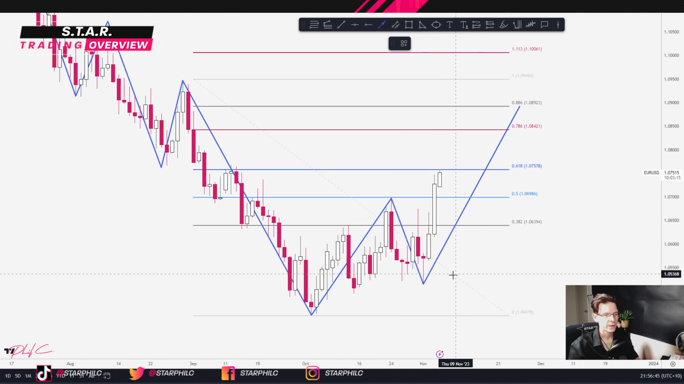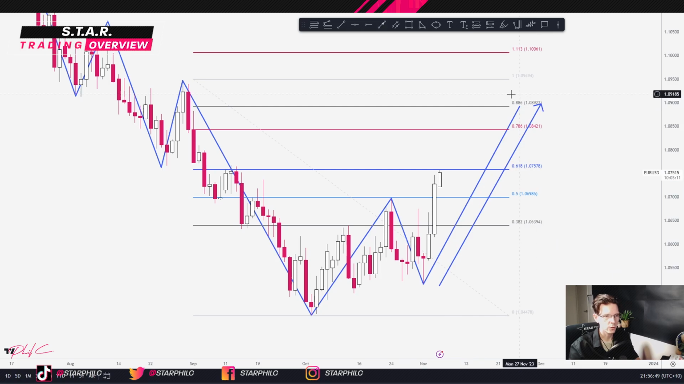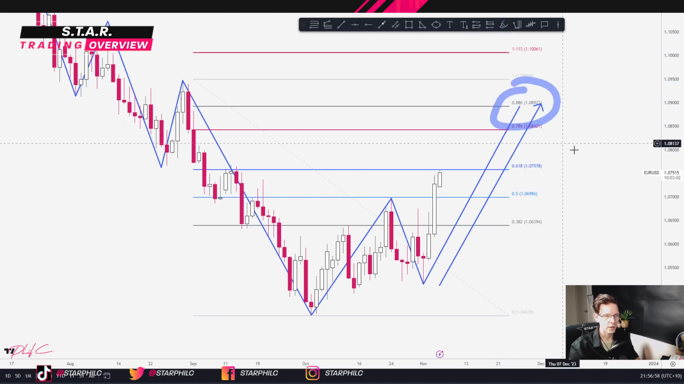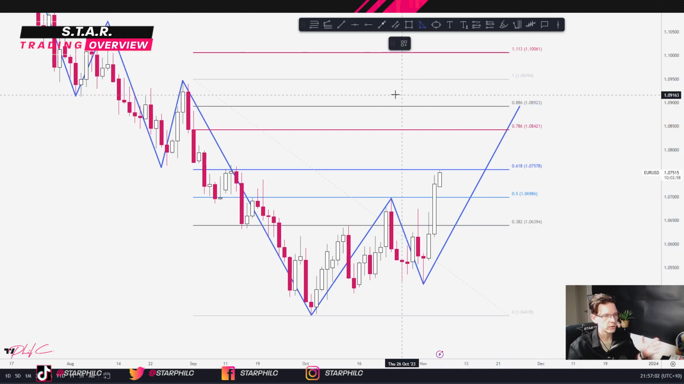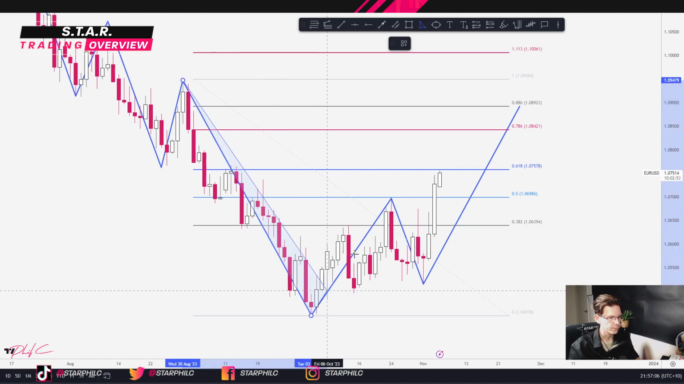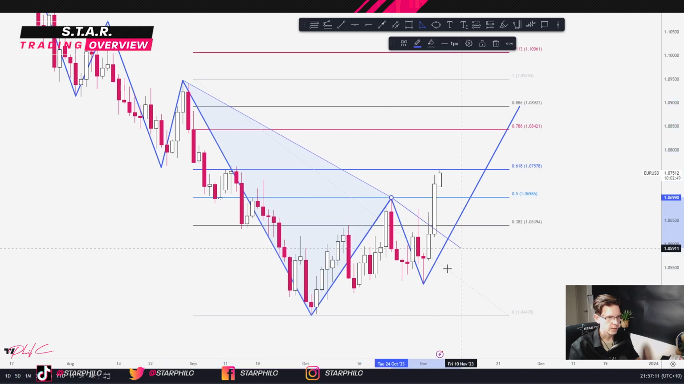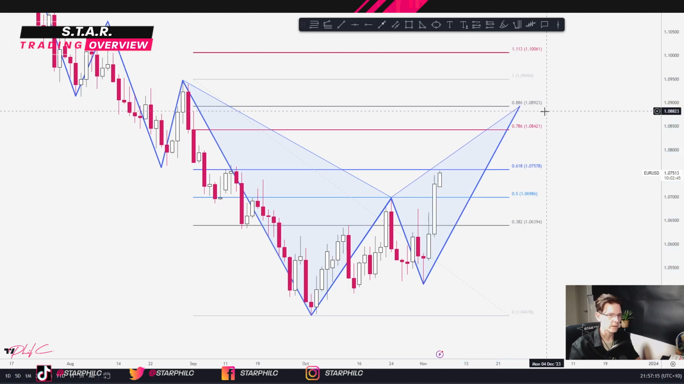So if price action can give us a CD completion all the way up into an 886 right there, then we are looking for sell opportunities. Once price action reaches this level, I'm looking to sell at market, okay? And it will look something like this. So we have our X to A right here, A to B, B to C, and C to D right there.